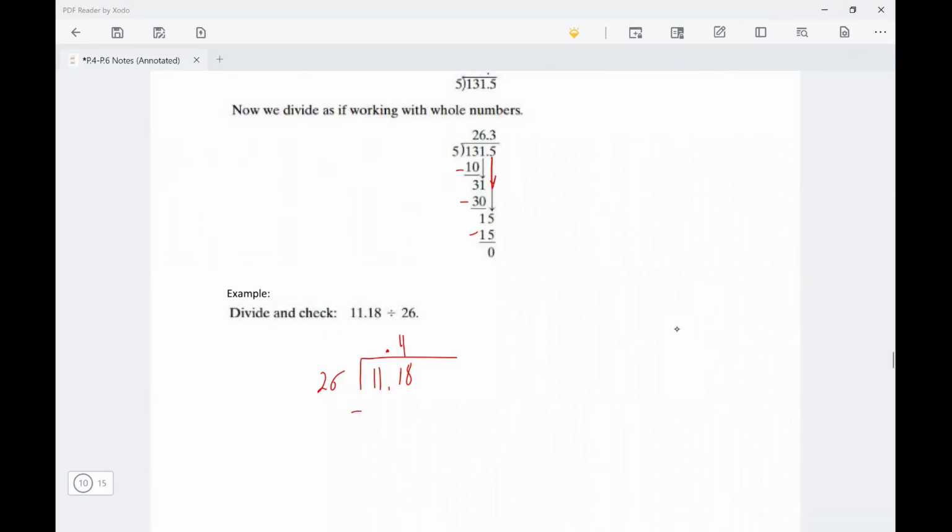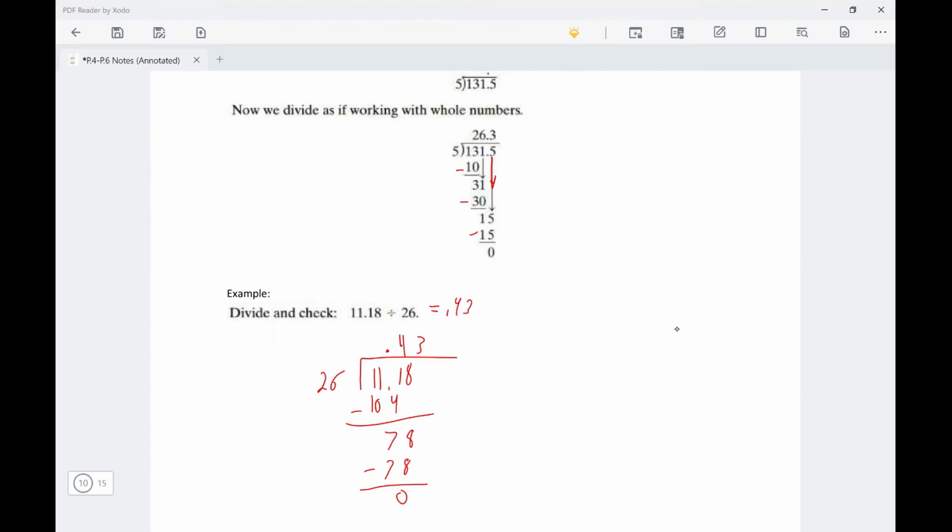So 4 times 26 is 104. If we have 111 subtracted from 104, we get 7, right? And notice that we can drop the 8 down after that. So we have 78. And notice that 78 divided by 26 is actually 3. So it goes into it 3 times. And it's exactly 3 times, right? So we have 78 minus 78. Notice that that results in 0, meaning that we don't have anything left to do, right? So if we divide these two numbers, we get 0.43.